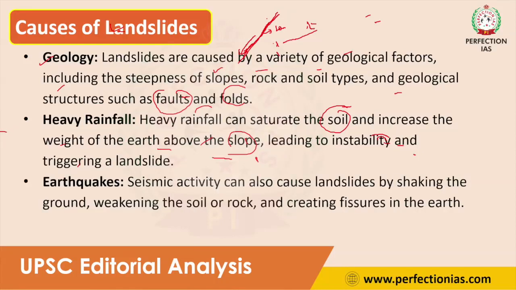Due to seismic activity, the land can shrink. Recently we saw the land shrinking in Joshimath. Land shrinking weakens the soil and rock, and it will also create fissures in the earth's surface. Because of this seismic activity and earthquake, the land will be destabilized and landslides will happen. So these three, geological, rainfall and earthquake, are the major factors.